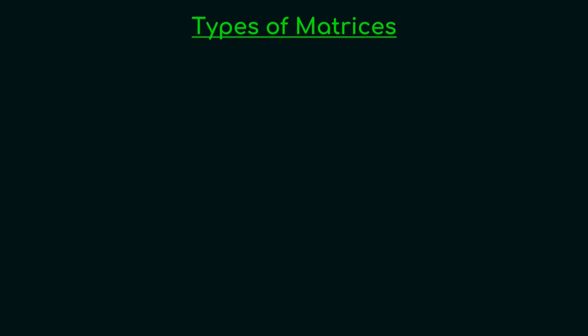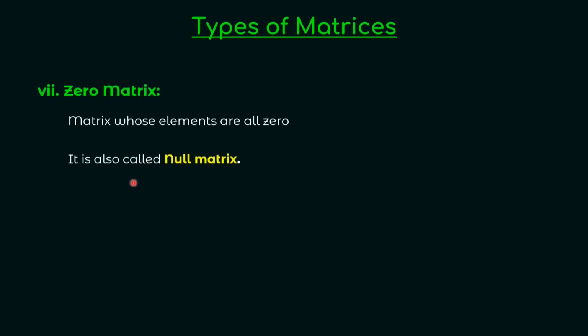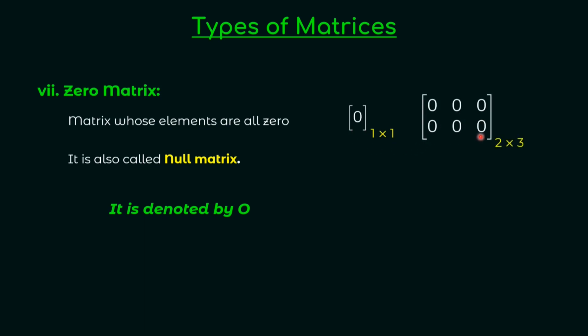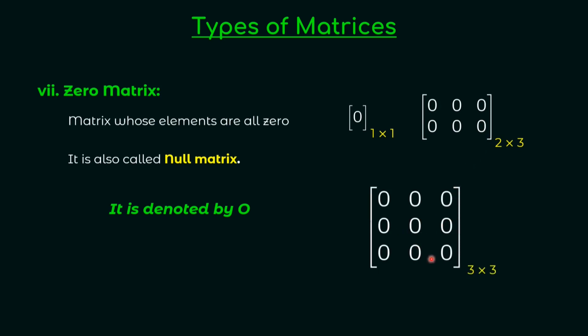And finally the last type of matrix is the zero matrix. A zero matrix is nothing but a matrix whose elements are all 0. Every element will be 0. This is also called a null matrix. And a zero matrix is usually denoted by capital letter O because it looks like 0, right? Some examples of zero matrices are [0], a 1 by 1 matrix, a 2 by 3 matrix with 6 zeros, and even more zeros. You can identify a zero matrix very easily. All the elements will be 0, no other element. These are some of the examples of zero matrix.